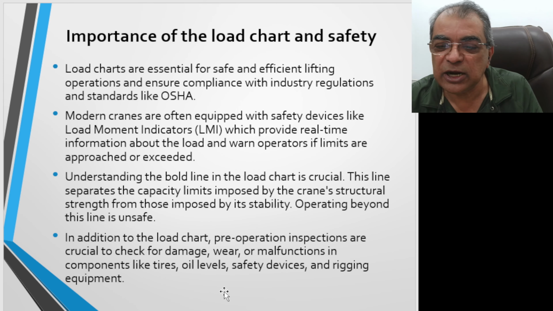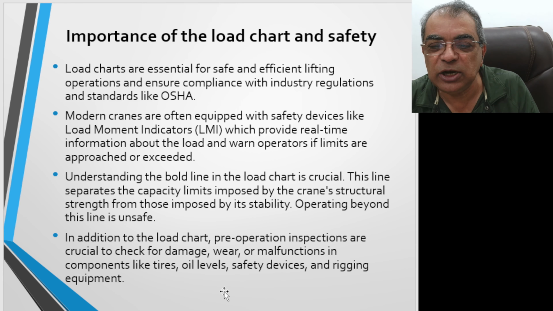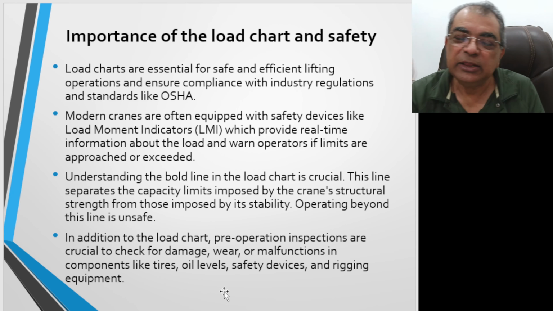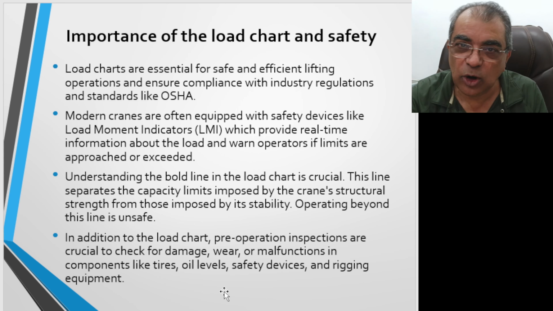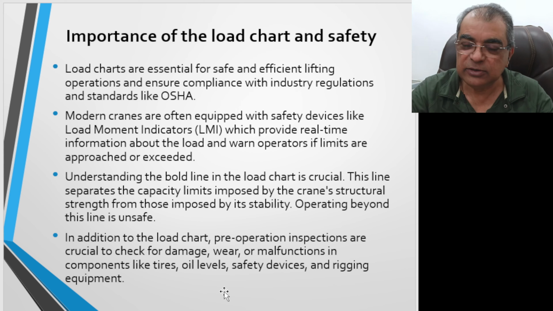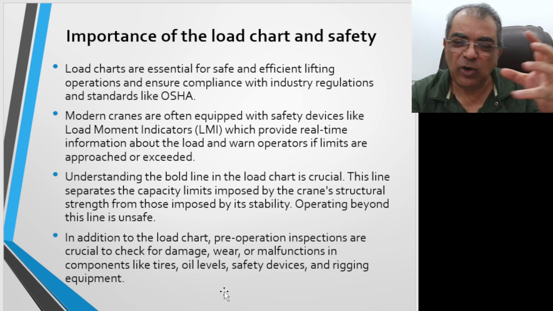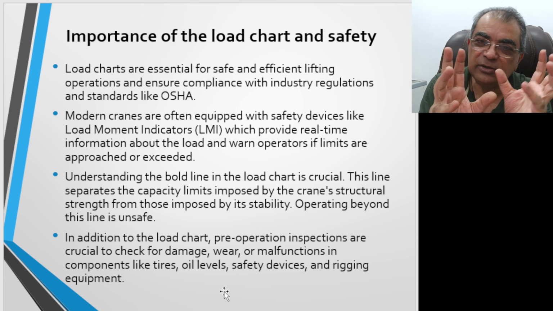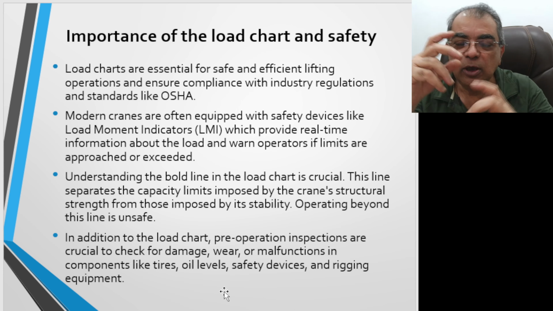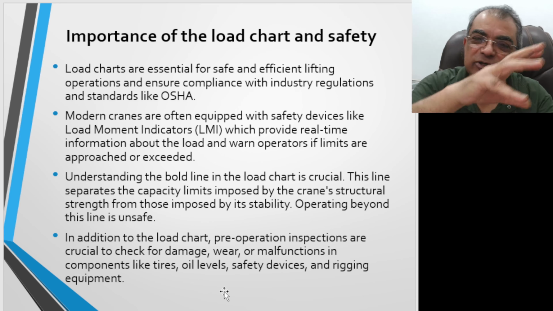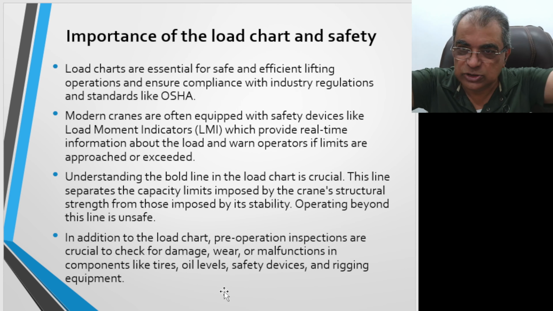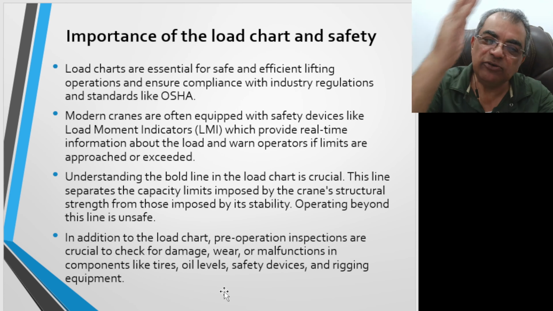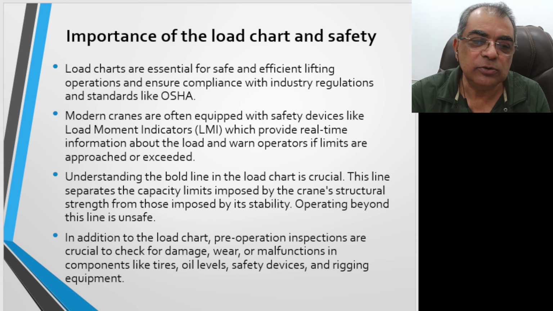In addition to the load chart, pre-operation inspections are crucial to check for damage, wear or malfunctions in components like tires and oils, how to inspect the crane, and about the other things below the hook. That means the shackles, slings, at what angle, what is the capacity, whether the slings are choker type or basket type, what type of configuration you are using for the lifting. All these factors depend on the sling capacity, what type of slings you have to use. That we will discuss in another video.